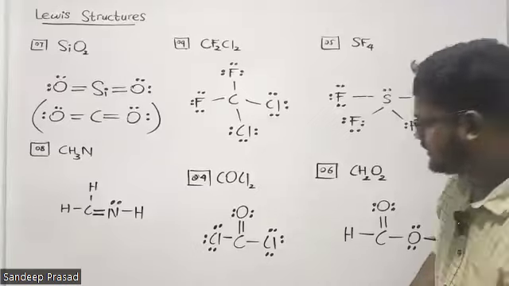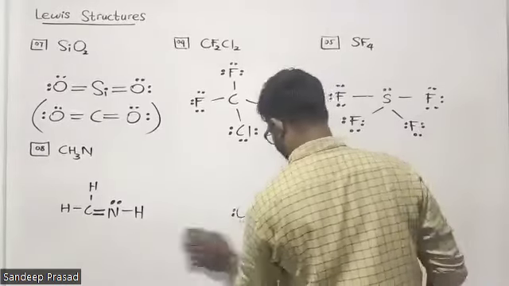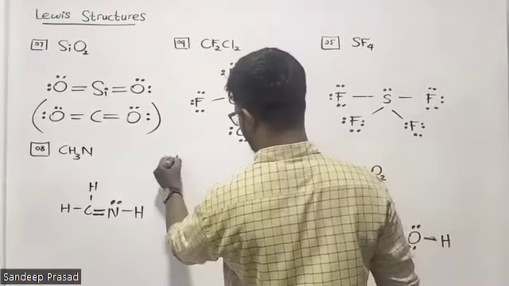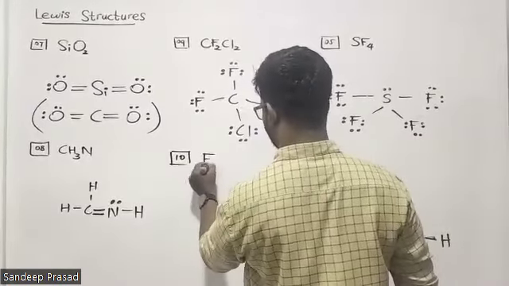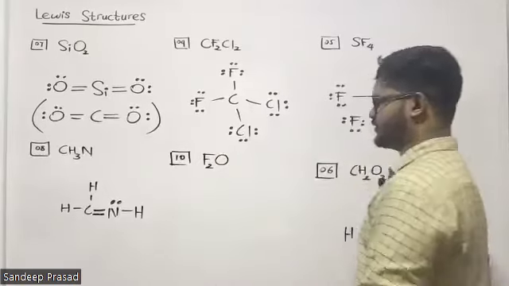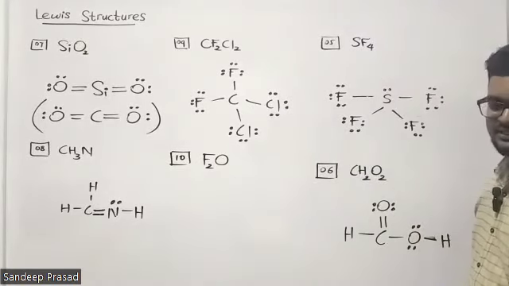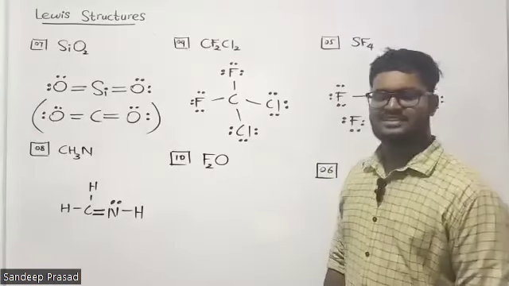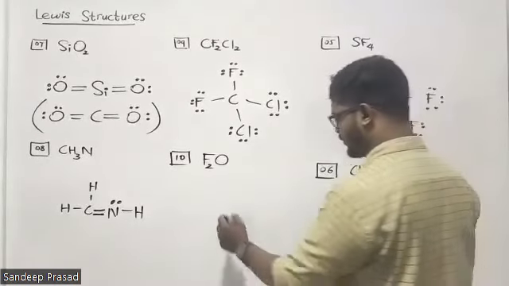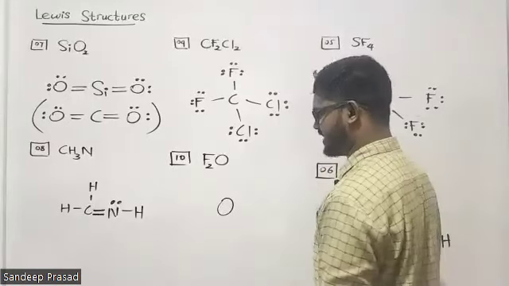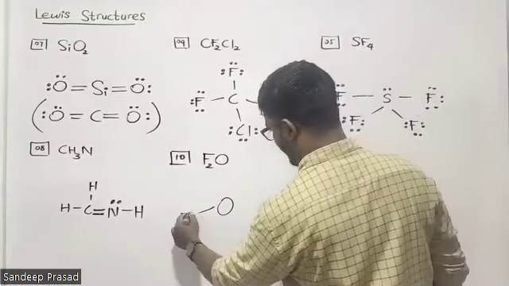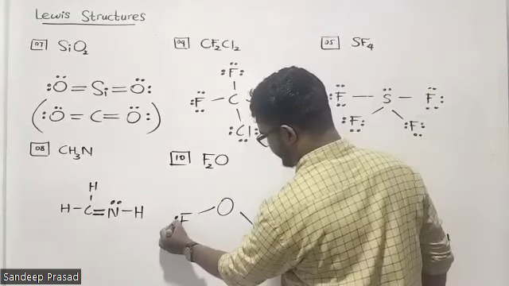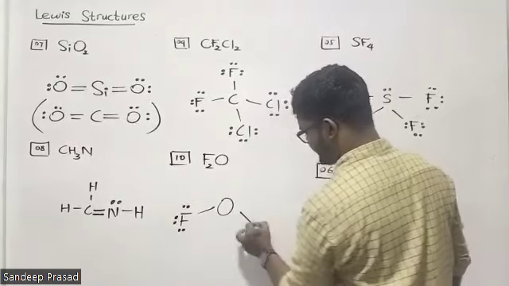Number 10. Number 10 is F2O. Again, when you look at this molecule, another molecule should come into your mind. Who is it? There is a molecule like F2O. Yes, H2O. So therefore, oxygen is the central atom because of the valency 2. Fluorine, we know, is always making a single bond. Then in order to satisfy the octet, put 3 lone pairs.